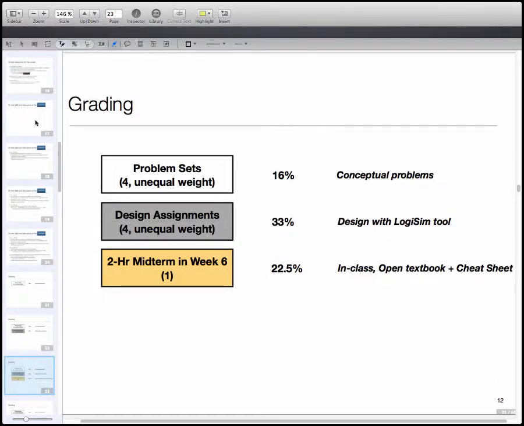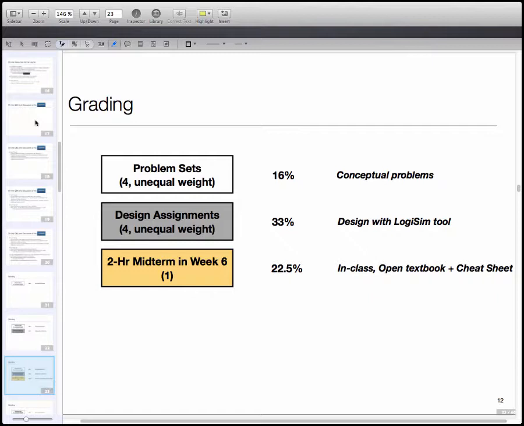By the way, the design assignment, the way it would work is that the first 3 design assignments build up your expertise, and the final one, which would carry the bulk of the weight, is going to be a mini project where you're going to make something more complicated. So that's how the design assignments will proceed.